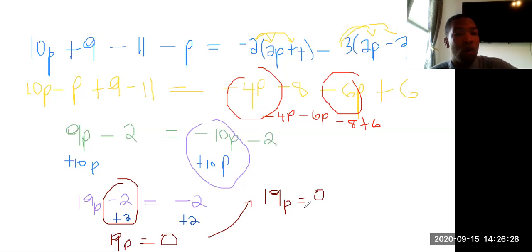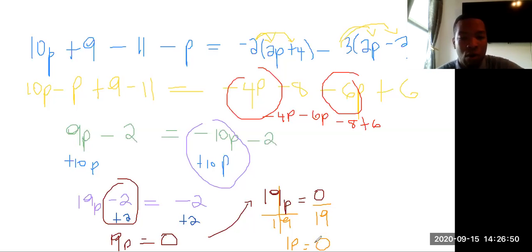I still need to find what p is. So in order to find that, I need to do the multiplicative inverse. In that case, I divide by 19. And whatever I do on one side, I do it on the other side. All right. So this is 1. So it's 1p or p, and 0 divided by 19 is 0. So p is equal to 0.